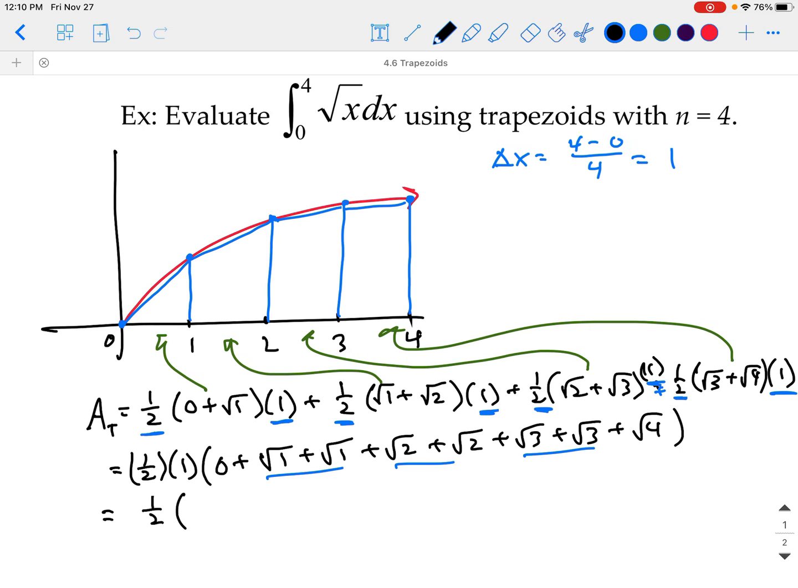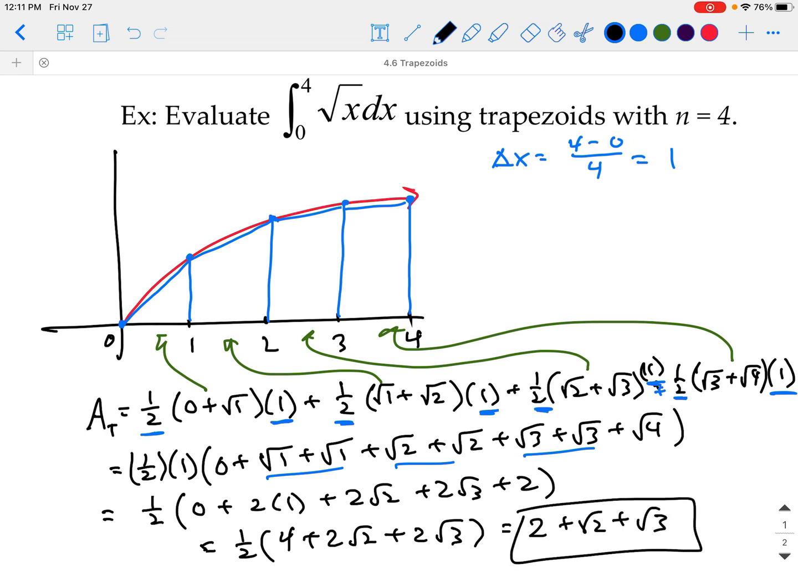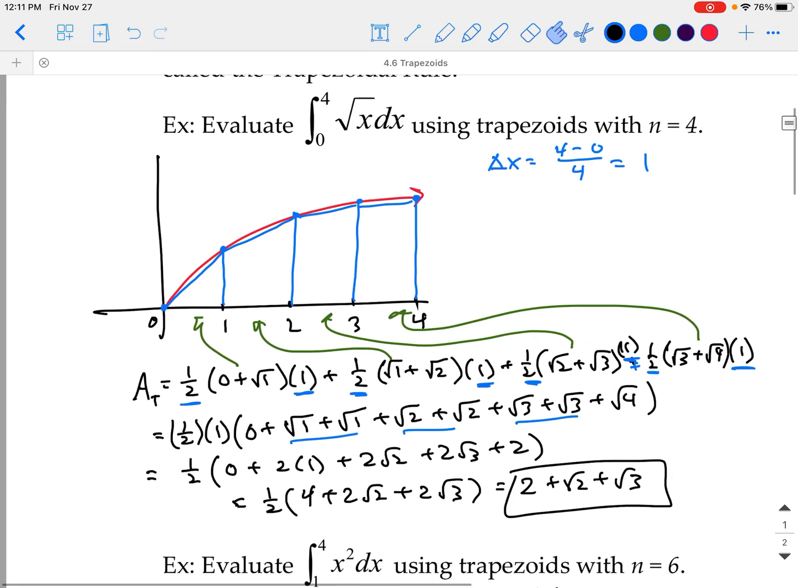So this is really 1/2, and then 0 plus 2 times the square root of 1 is just 2. And then 2 rad 2 plus 2 rad 3 plus rad 4, which is 2. So now we can just fully simplify here. So we'll have 1/2. The 2 and the 2 I can combine, so I'll have 4 plus 2 rad 2 plus 2 rad 3. And then we can divide everything by 2. So we'll have 2 plus rad 2 plus rad 3, which we can leave exact or approximate with a calculator.